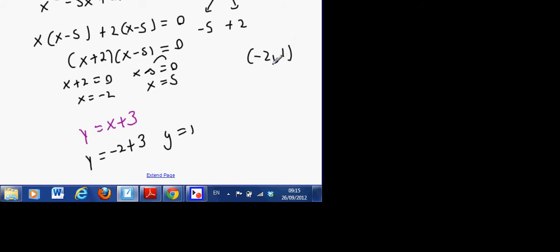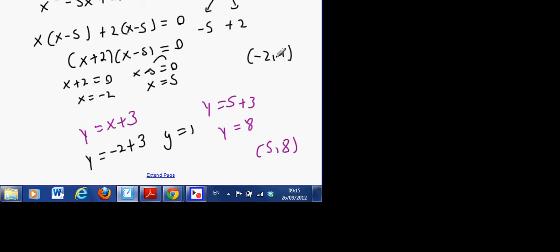The next answer is going to be 5. So what we're going to do is say x is 5. This x here is 5, plus 3, y equals 8. Therefore the second answer is 5, 8. Now we can actually look back at the question and see if it's in the right area.